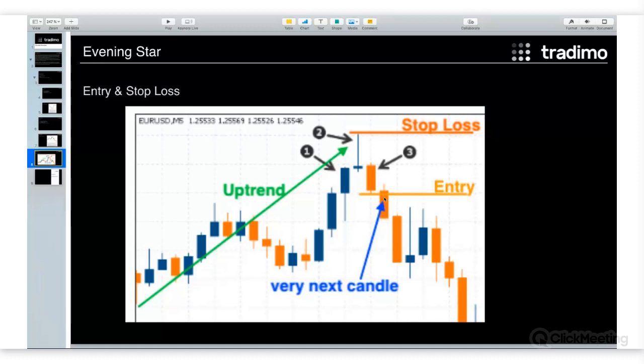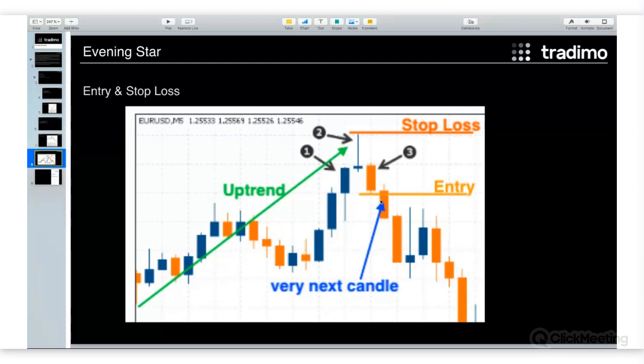And of course, you need to know where the stop loss is. The stop loss is usually at the top of the formation. This is the top of the doji, or the long wick of the middle candle of these three candlesticks. Here is the stop loss. And only the very next candle triggers the pending order.